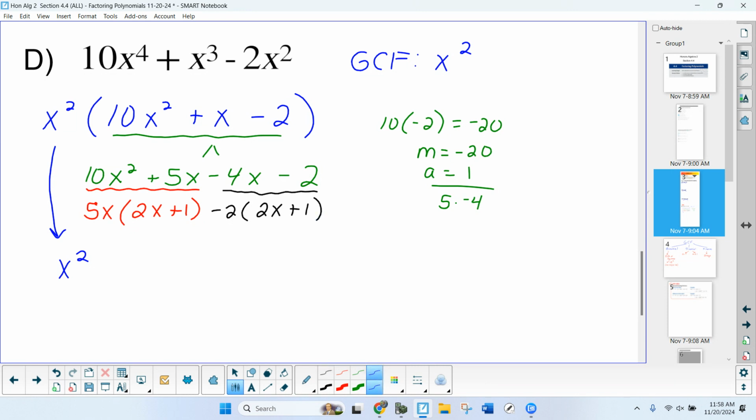So what did this factor into? 5x minus 2 and 2x plus 1.